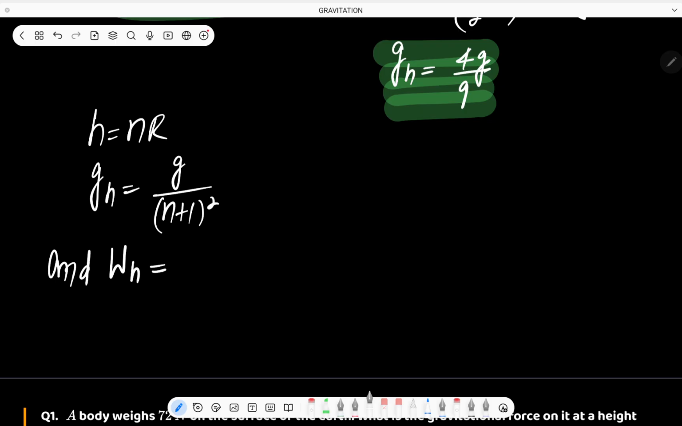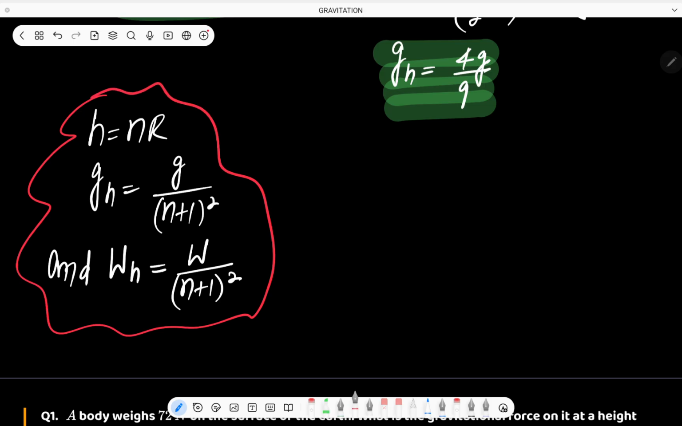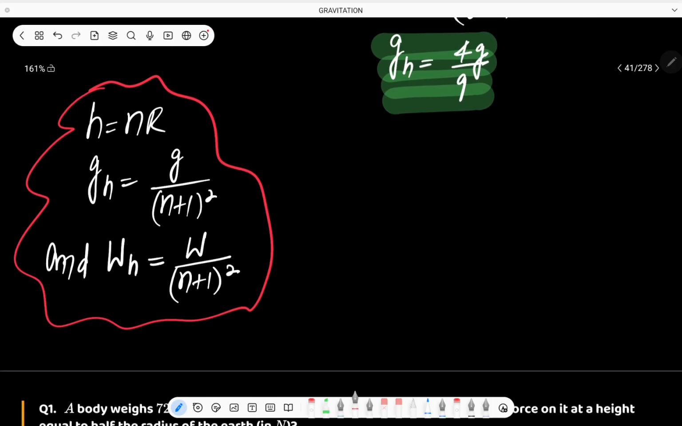Mass is not going to change, but if the acceleration due to gravity changes, the weight also changes exactly in the same way, exactly by the equal amount. So this is our important equation. So I have written this equation here like this. So this equation is going to help you a lot.